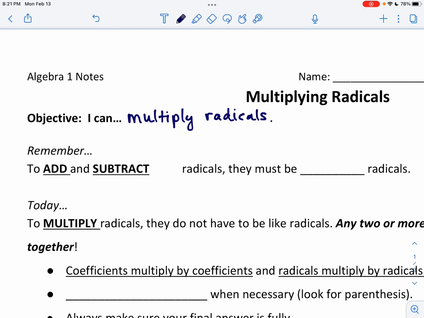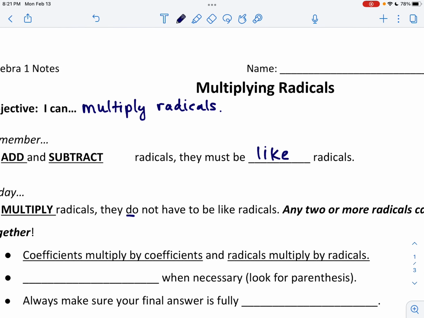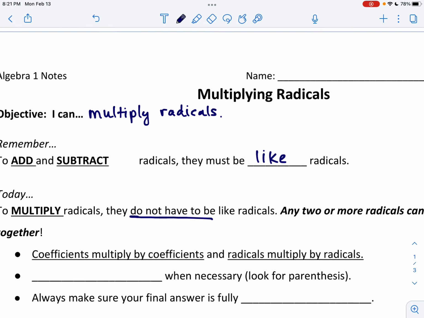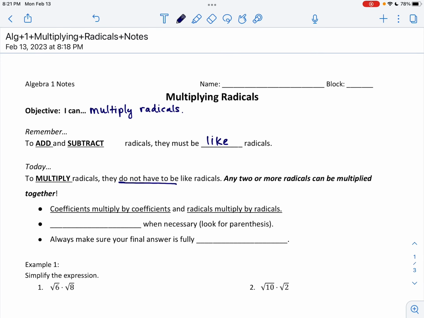Remember, to add and subtract radicals, they must be like radicals. They have to look exactly the same. However, today we're going to multiply radicals and they do not have to be like radicals. Any two or more radicals can be multiplied together. It doesn't matter what they look like. They can still be multiplied together.